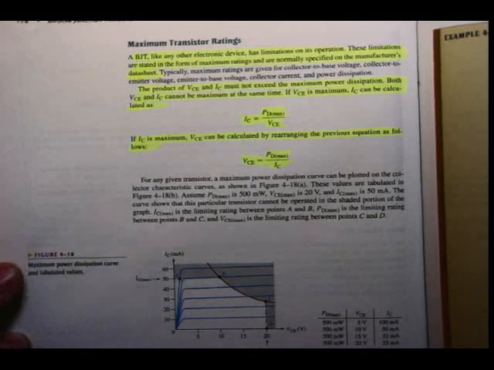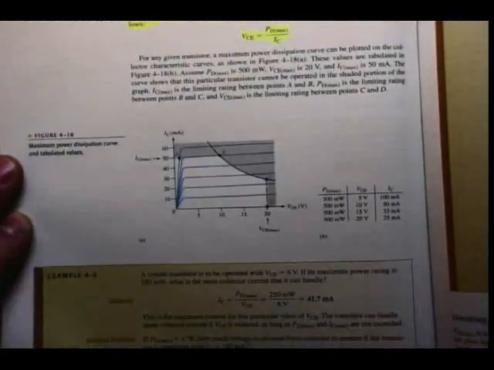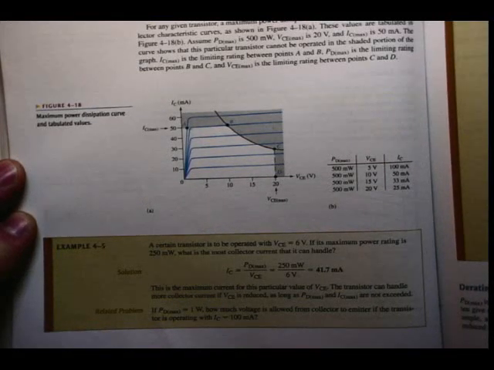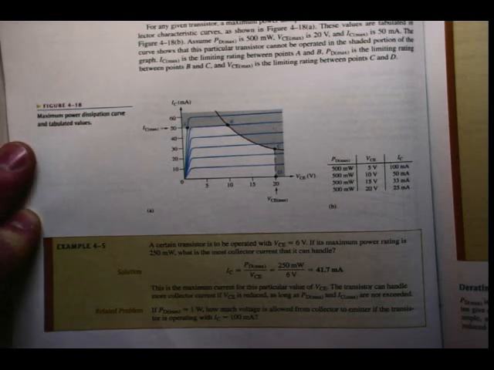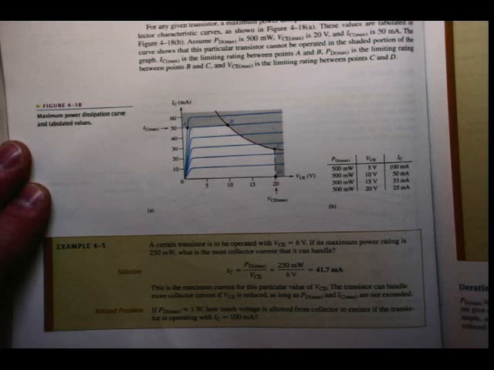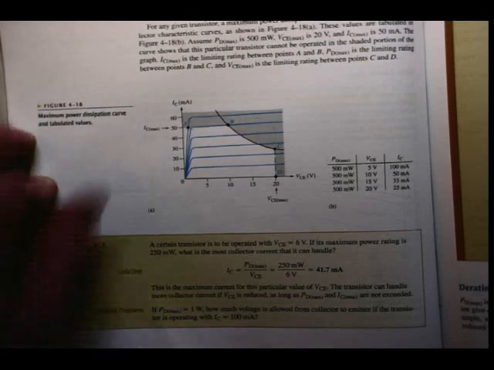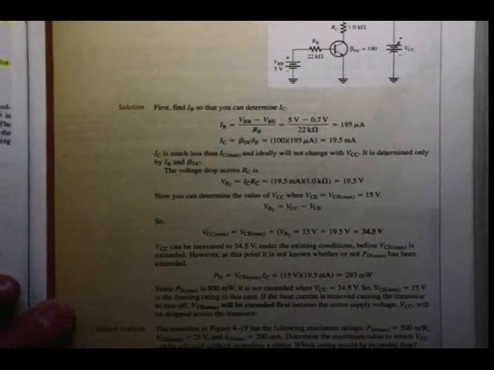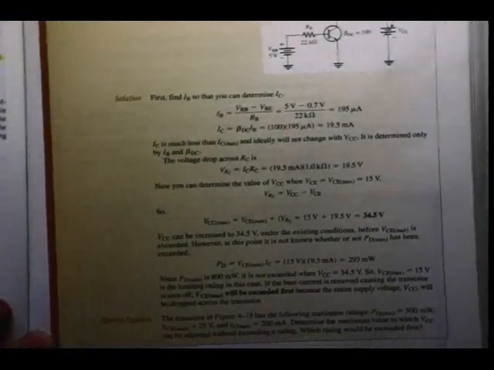Anyway, if we have a look at the examples for this specific section, at the bottom of the page there, firstly, just to apply this formula: a certain transistor is to be operated with a VCE of 6 volts. If its maximum power rating is 250 milliwatts, what is the most collector current that it can handle? And then I can just apply the formula to do the calculation. The next example is on the next page.